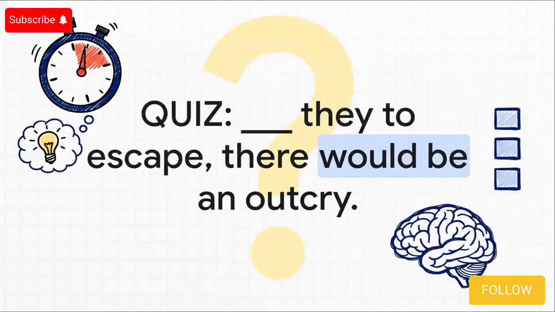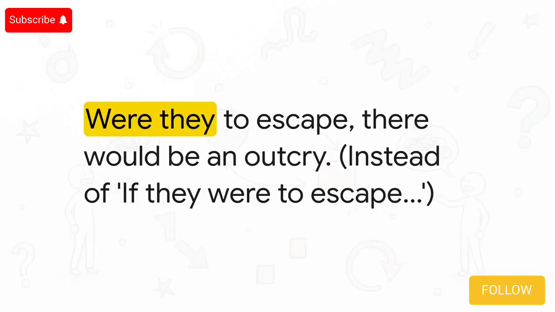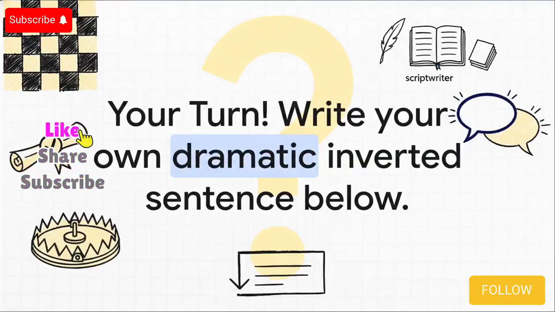All right, last one. Now this is a very formal structure, so pay attention. How would you start this conditional sentence without using the word if? You've got this. 3, 2, 1. And the answer is were. This is such a sophisticated way to say if they were to escape. It's formal, it's powerful, and it shows you have a real command of the English language. Fantastic job. You've learned the move, you've avoided the trap, and you've absolutely aced the test.